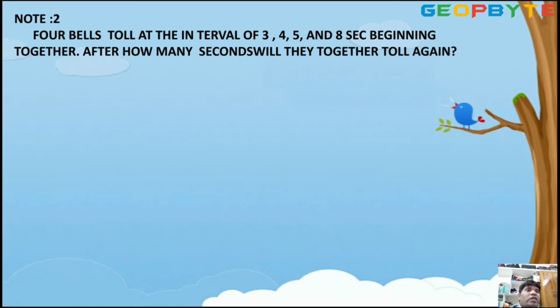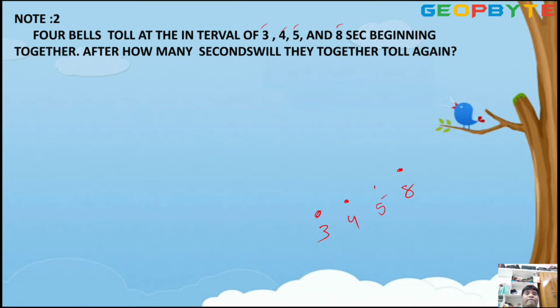Four bells toll at intervals of 3, 4, 5 and 8 seconds. The first bell every 3 seconds, the second bell every 4 seconds, the third bell every 5 seconds, the fourth bell every 8 seconds. First, at 8 o'clock or 9 o'clock or 7, whatever it may be, the 4 bells toll together. Again, at what time do the 4 bells toll together? That is the question.